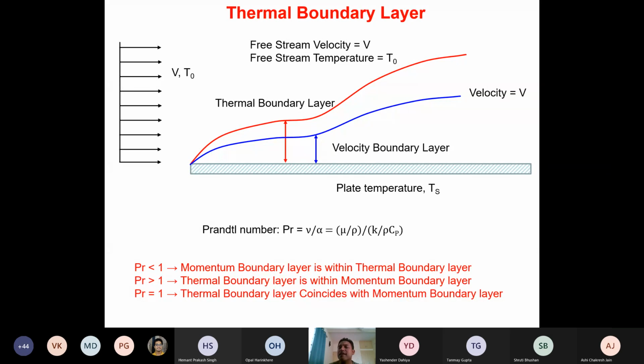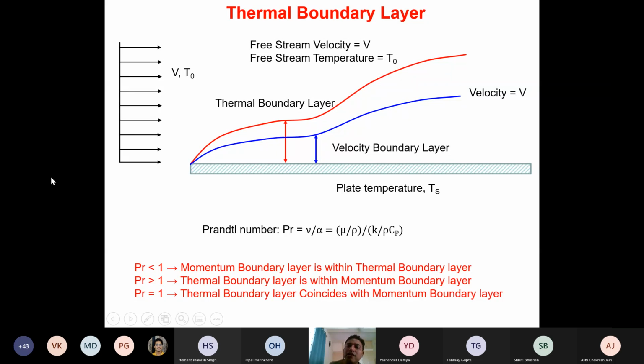So the Prandtl number is another dimensionless number which gives the thickness of the thermal boundary layer. It is defined as nu by alpha, where nu is the kinematic viscosity and alpha is the thermal diffusivity. So kinematic viscosity divided by thermal diffusivity is nothing but the Prandtl number.